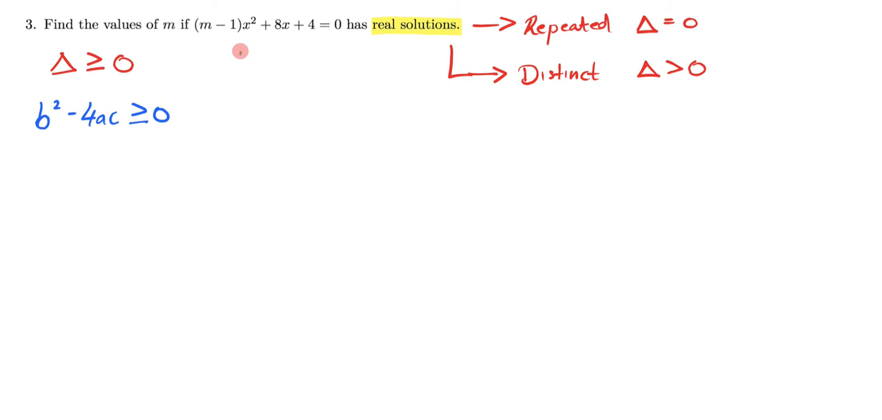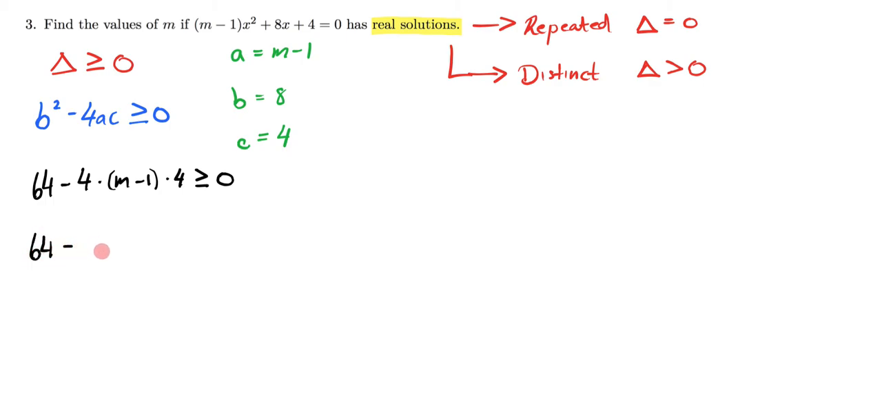I write out my a, b, and c values. My a value in this case will be m minus 1. My b value will be 8, and my c value will be 4. I then sub these values in. The square of 8 is 64, minus 4 times m minus 1 times 4 is greater than or equal to 0, which is going to be 64 minus 16 times m minus 1.